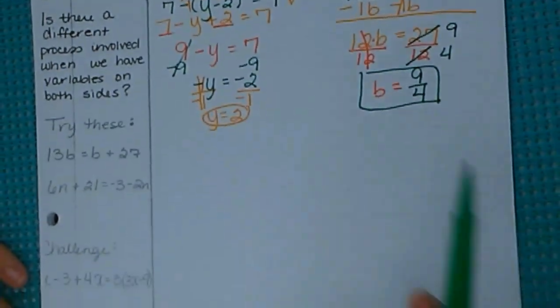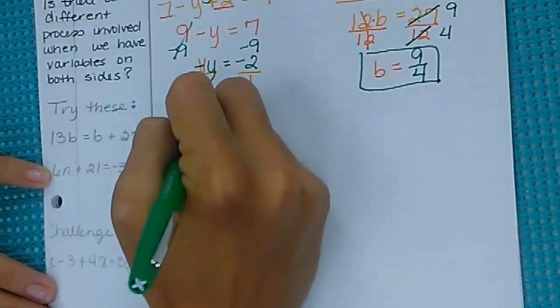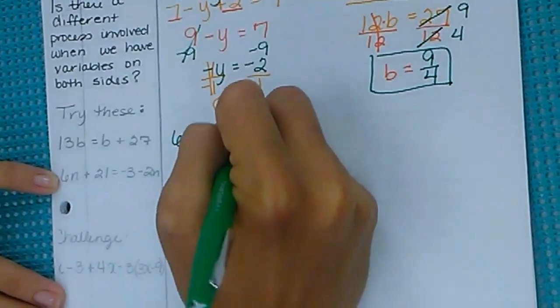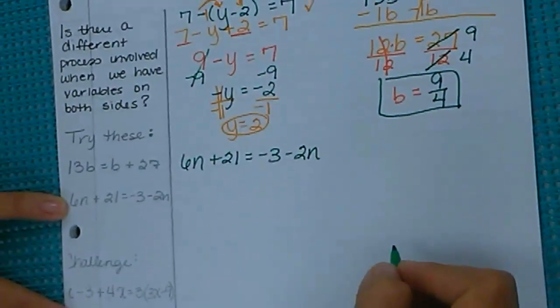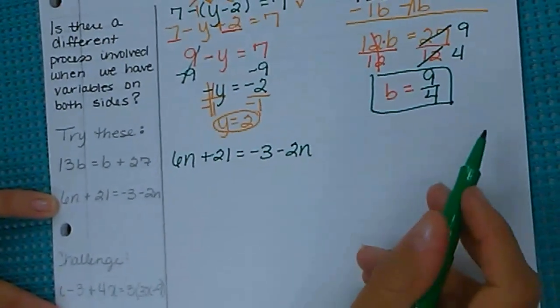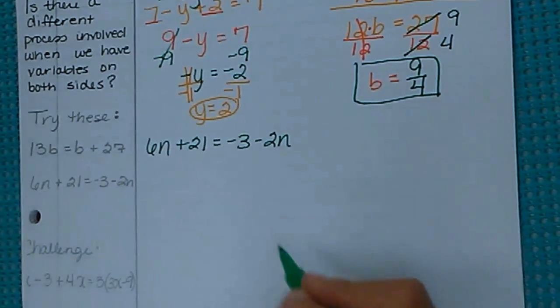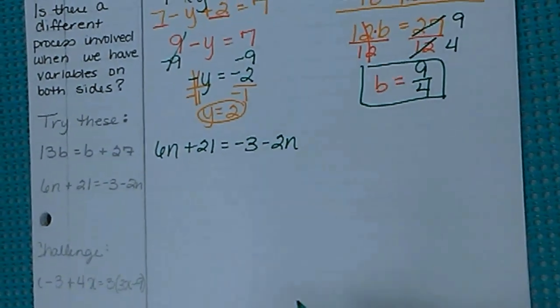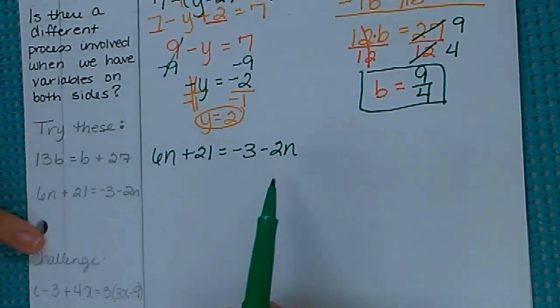Okay, so our next one, 6n plus 21 equals -3 minus 2n. Again, if at any time it's going too fast, or you want to catch up with your writing, just ask the sub to pause the video, okay? I'd rather you be able to follow along and then just pause it and catch up with your writing. That's fine with me. Okay, so again, go to those steps.